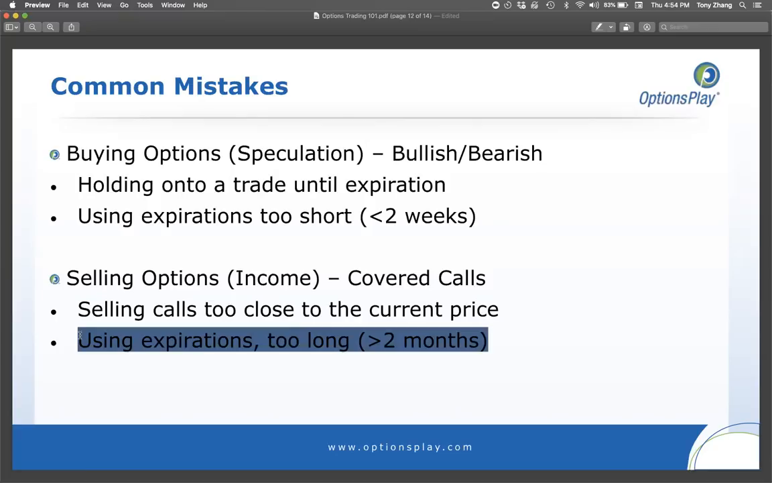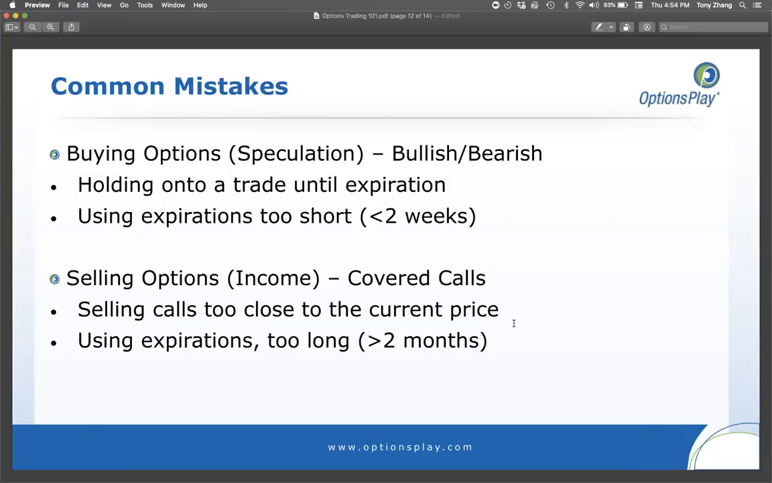That's really what's going to allow you to have access to the best part of selling options, which is that time decay, and that accelerates as you get closer and closer to expiration. So that's really what you want to be able to take advantage of when you're selling options.